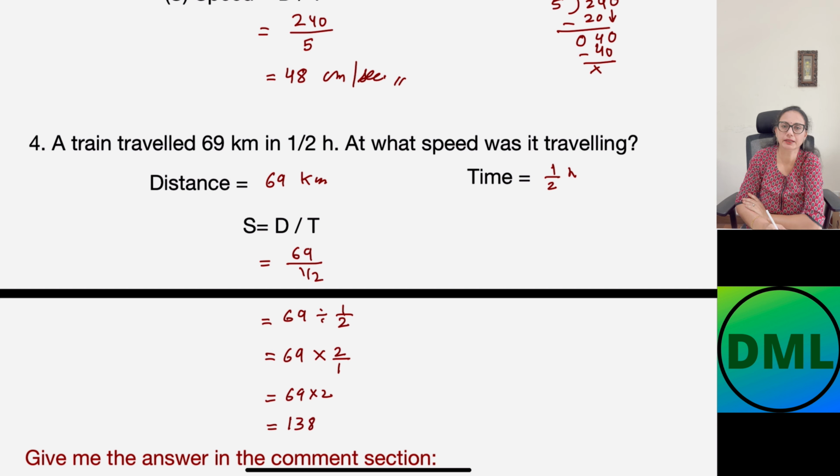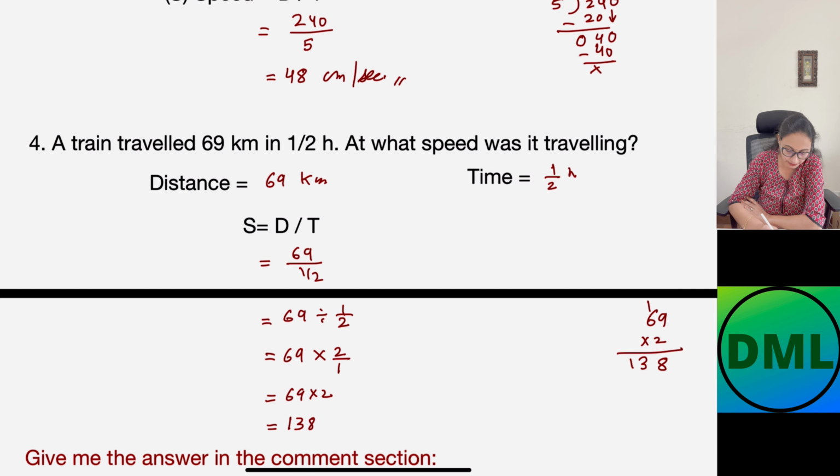How did I multiply that? There are two ways to multiply it. First, you simply multiply 69 times 2. 9 times 2 is 18. 8, 1 carry over. 6 times 2 is 12. 12 plus 1 is 13. So my answer is 138.